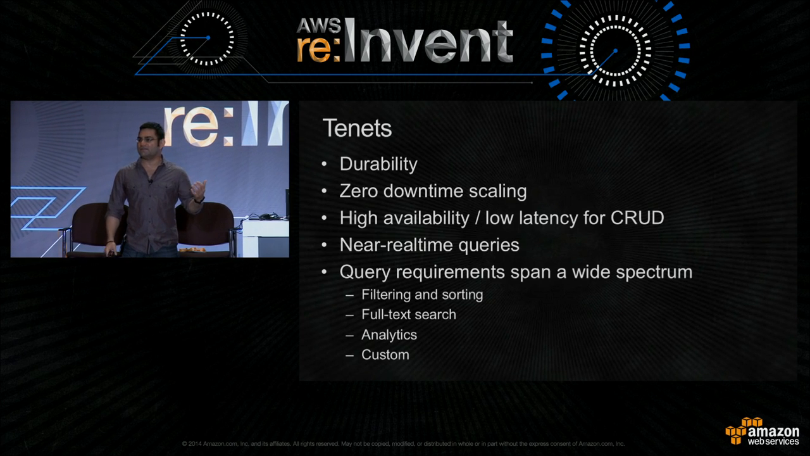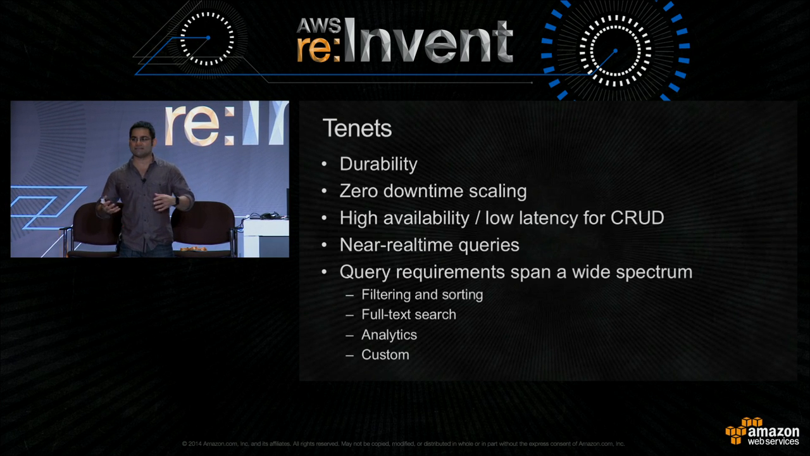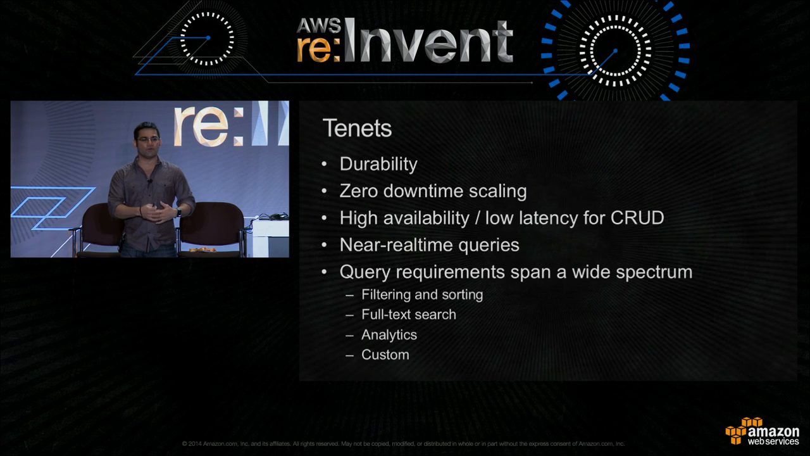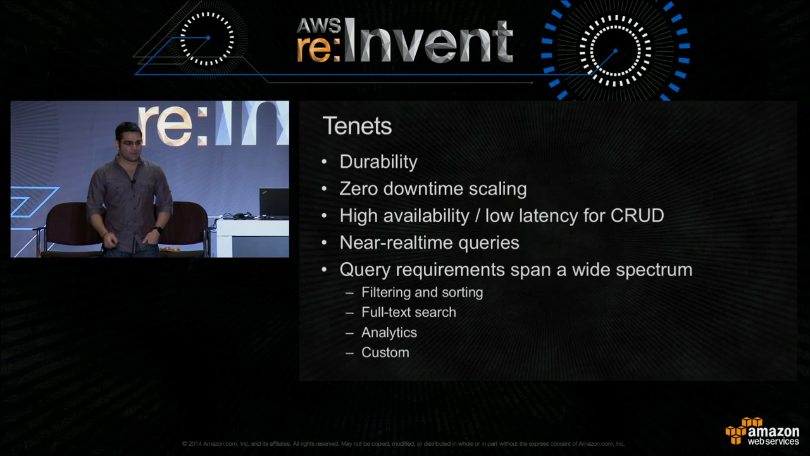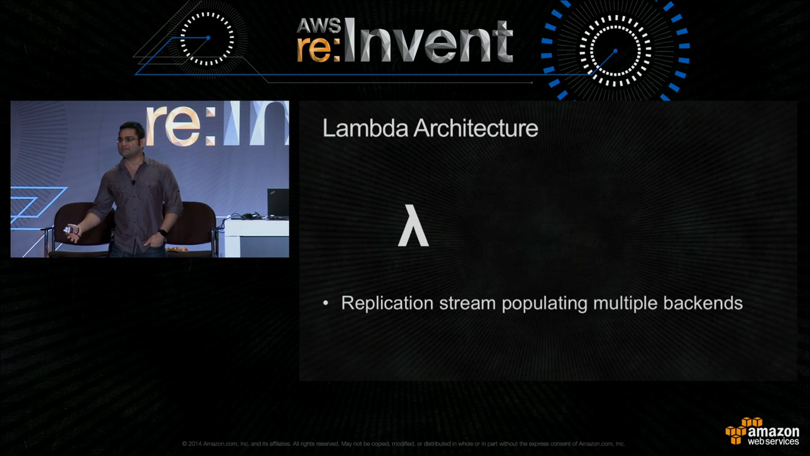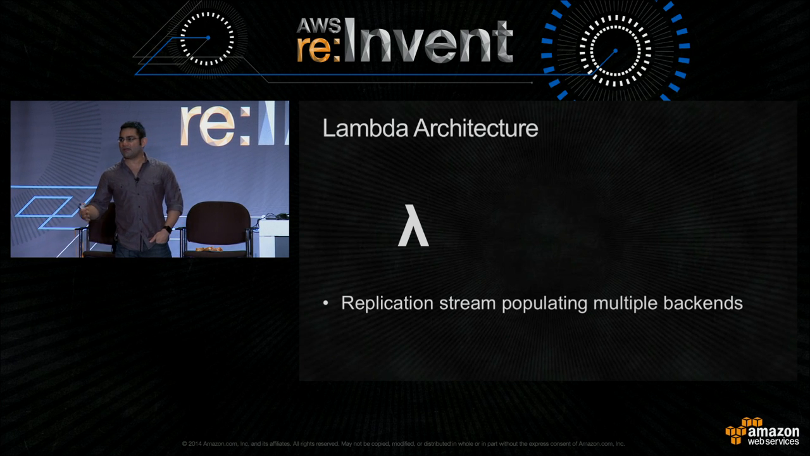So Shiva had a great visual in his previous presentation with a relational database as this mutant Swiss Army knife. And we know that model doesn't work. We have specific backends that are optimized for particular use cases that they handle best. So when dealing with these backends, we adopted a hybrid Lambda architecture. And I'll explain why I say hybrid in a few minutes. But the main concept is you have a central replication stream of updates, and all your backends are reading out of the same stream.